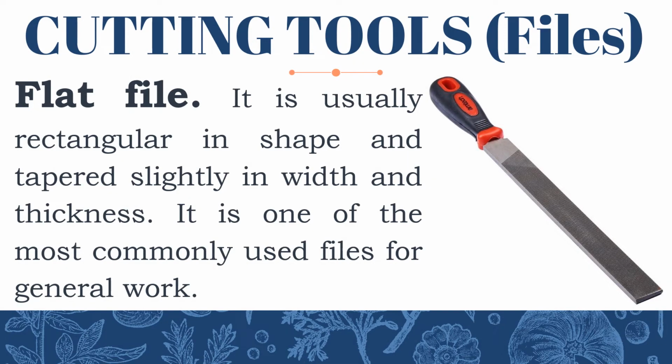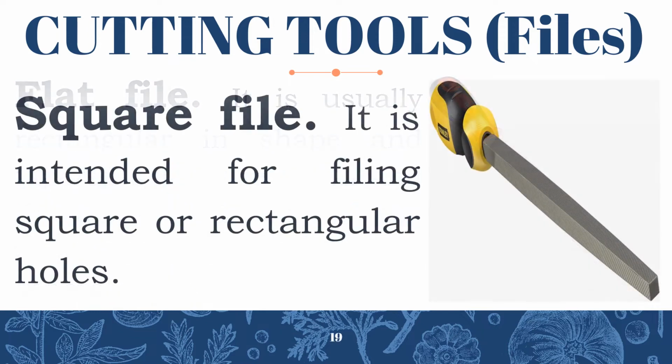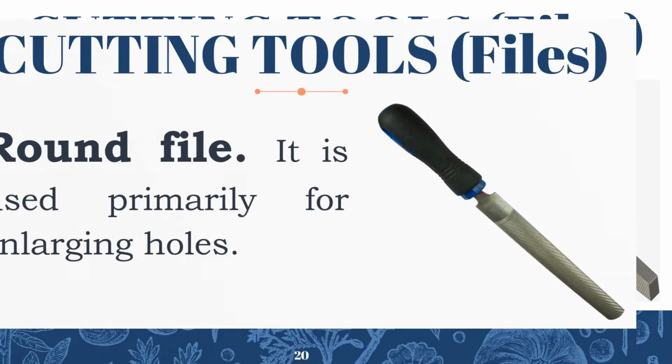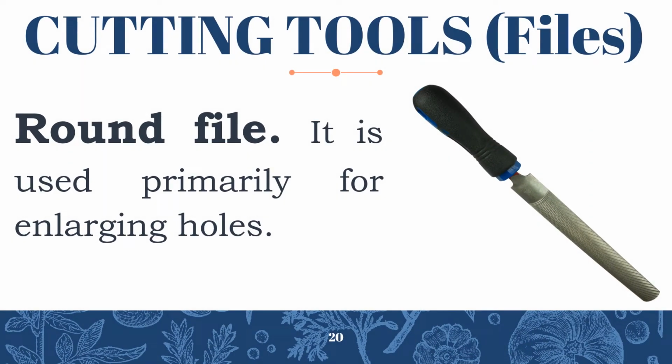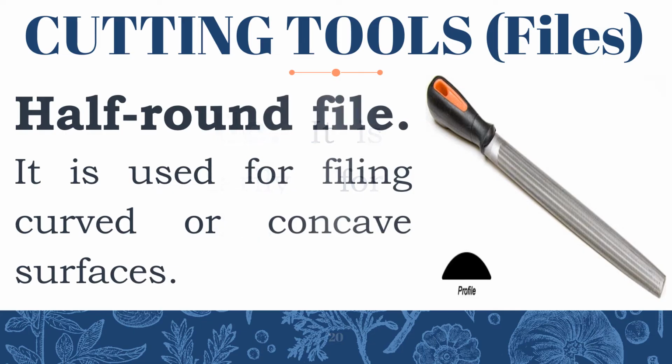Next example under files is the flat file. It is usually rectangular in shape and tapered slightly in width and thickness. It is one of the most commonly used files for general work. Another example of files under cutting tools is the square file. It is intended for filing square or rectangular holes. Round file. It is used primarily for enlarging holes. Half-round file. It is used for filing curved or concave surfaces.